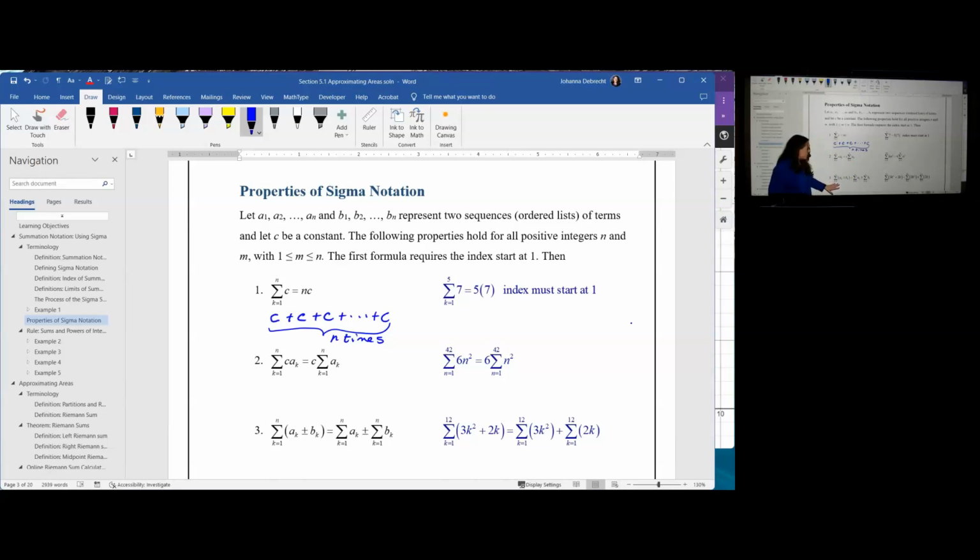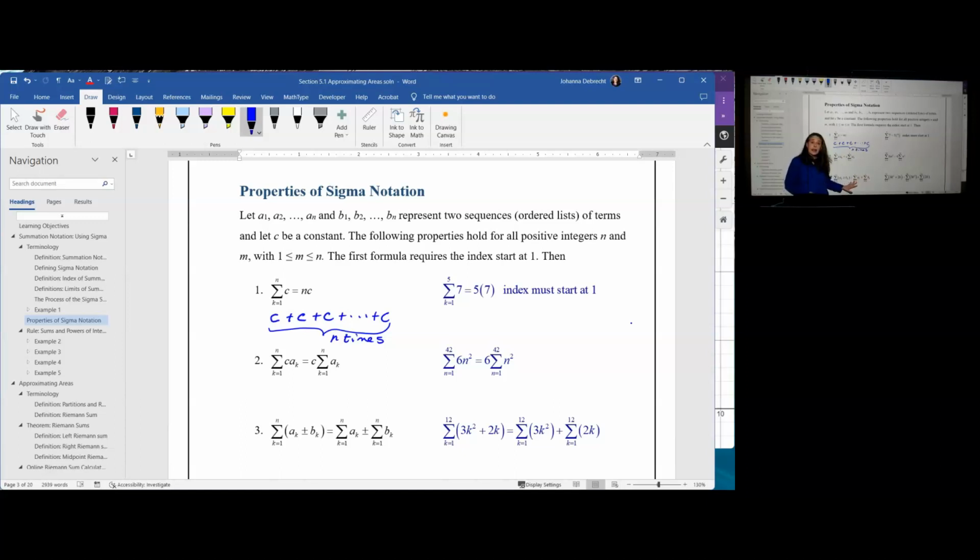The next property that we have is that the summation of the sum of two expressions involving the index, or the difference, is represented by the sum or difference of two separate summations. When we get into calculus 2, you need to be careful, because in calculus 2, we are going to allow these summations to go to infinity. This particular property only applies when n is a finite number.